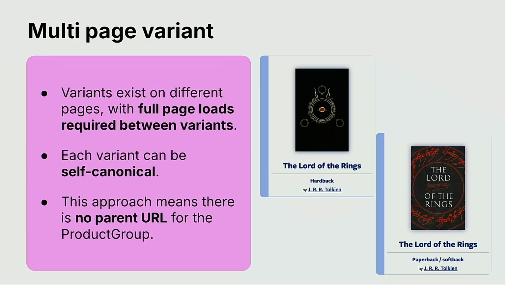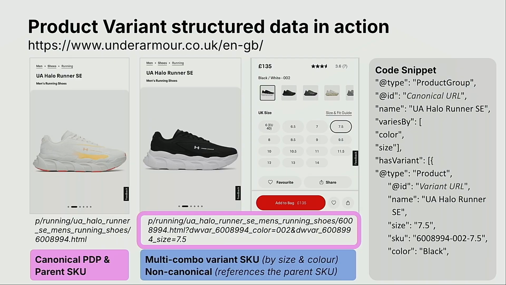Now, if you have a website that has product pages split out into completely different pages, so in this example, we've still got the Lord of the Rings book, but on this one, you've got the paperback as one unique product page and then the hardback as a completely separate product page. You can still mark these up with variant schema, but in this instance, both URLs would have their own canonical tags, and then there would be no parent URL within your product group because that link distribution would be split equally between your variants.